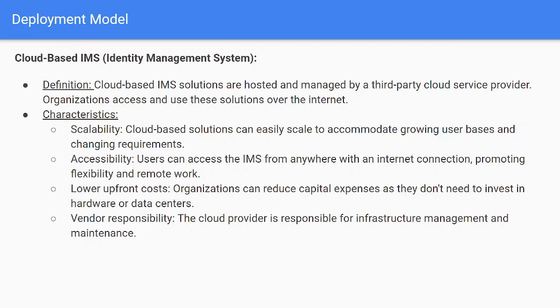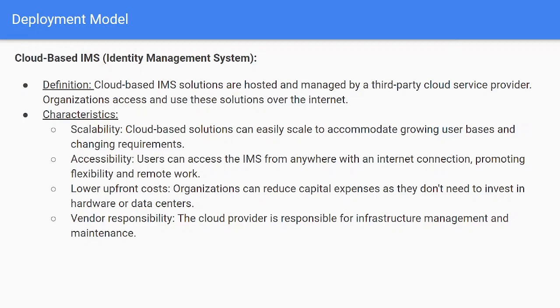Number one, scalability. Cloud-based solutions can easily scale to accommodate growing user bases and changing requirements. So it's scalable. If your organization is small, you can start with a little. You can buy a certain portion, and then as your organization keeps growing, you can increase and pay for more of these services. Most of these cloud services are pay-as-you-use services. Based on the amount of resources that you are making use of is how they will charge you.